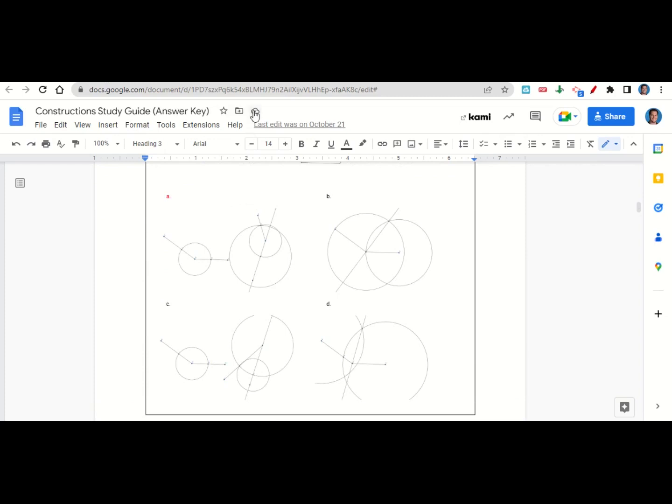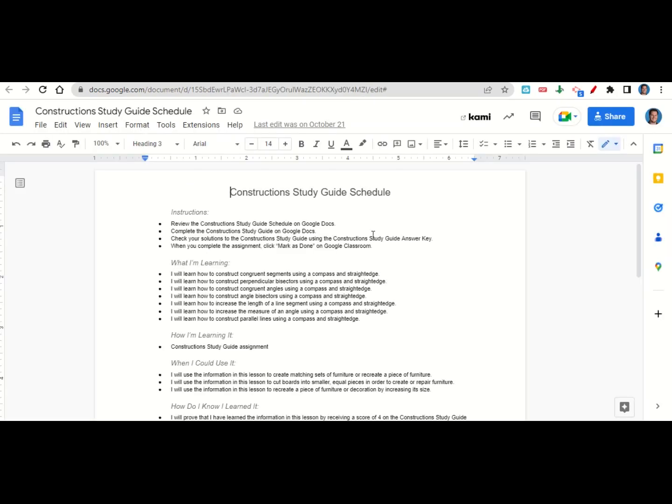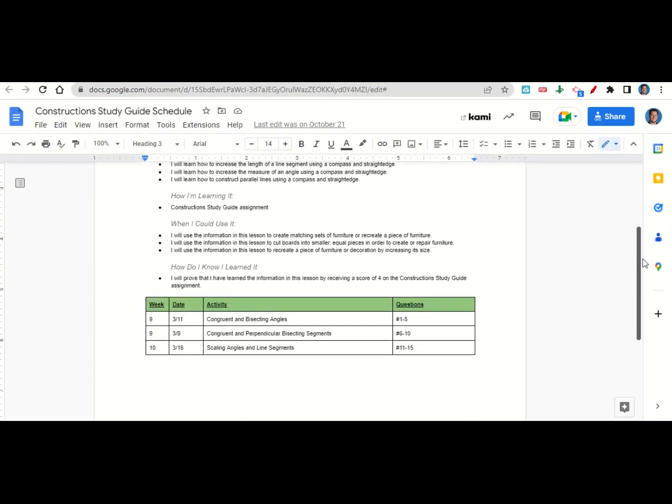Now, to make sure that you stay on track, you can go ahead and use this construction study guide schedule to follow along with. So it says that by the 11th of March, you should be able to complete questions 1 through 5 on congruent and bisecting angles. By the 9th, you should be able to complete questions 6 through 10 on congruent and perpendicular bisecting segments. And then by the 16th, you should be able to complete questions 11 through 15 on scaling angles and line segments.